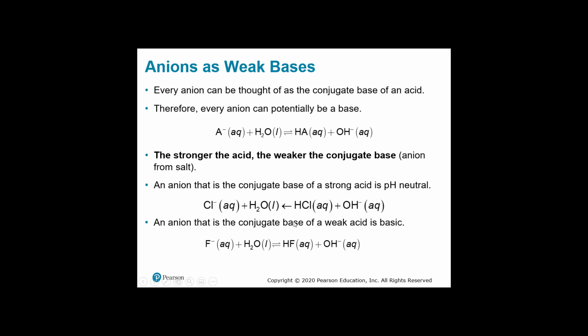An anion that is the conjugate base of a weak acid is basic. So in this case, we have a weak acid that is HF, but the fluoride ion will affect this solution because of the fact that it is part of a conjugate acid and base. So this is going to be a basic solution. So a weak acid, once it is in its anion form, will form a weak base.